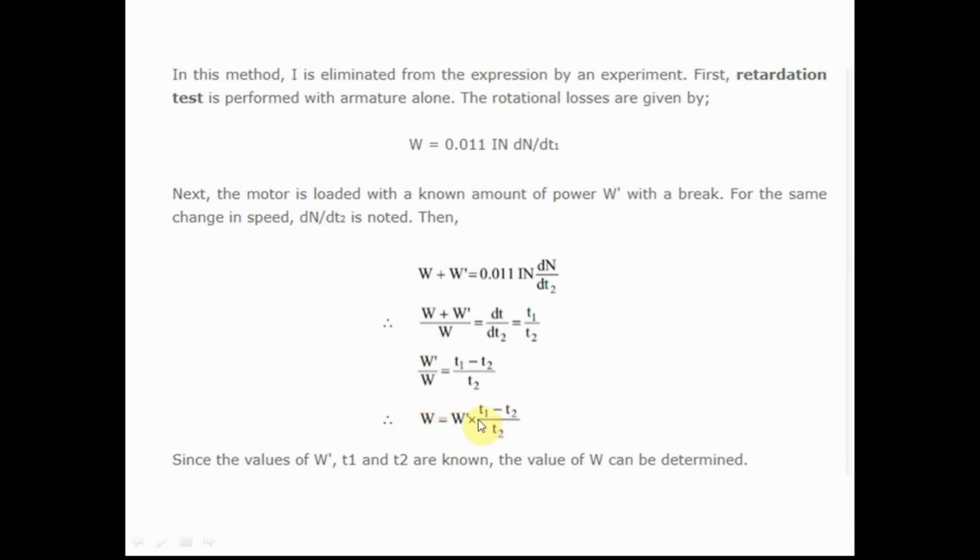Now T1 and T2 are nothing but time taken. T1 is the time taken for the electric motor to reach a certain speed under unloaded condition, and T2 is the time taken for the electric motor to reach the certain speed at loaded condition. So based on those two values, we can calculate the rotational loss.